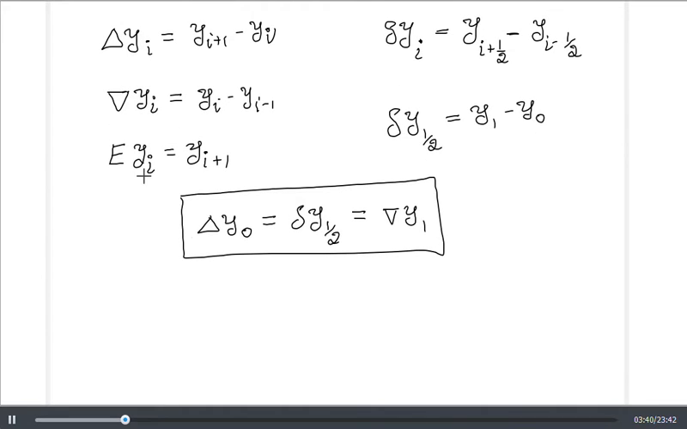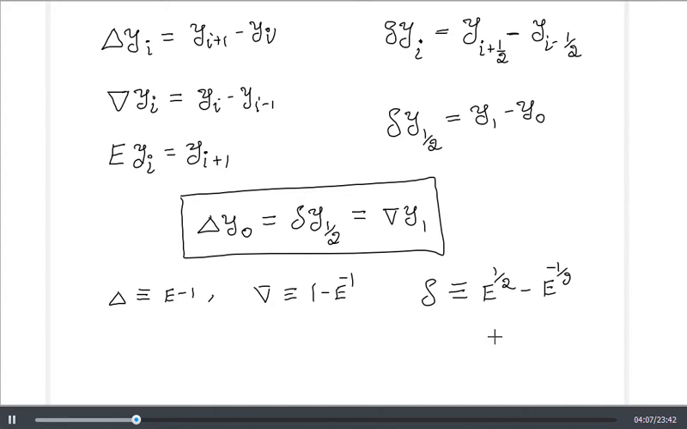Now let's have a relation with the shifting operator also, because we already proved that delta is identically equal to E minus 1, and similarly nabla is identically equal to 1 minus E power minus 1. And how about the central difference operator? I hope you can see that it is E power 1 by 2 minus E power minus 1 by 2. This is the relation between the central difference operator and the shifting operator.